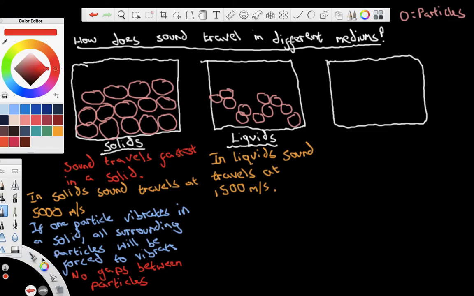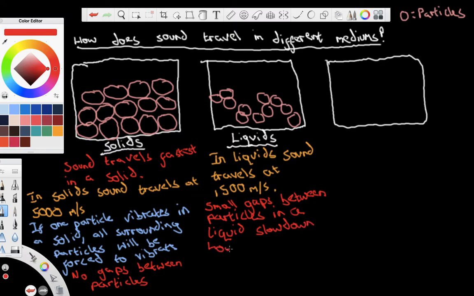So we can say, and I'll put it in red, small gaps between particles in a liquid slow down how quickly sound travels.